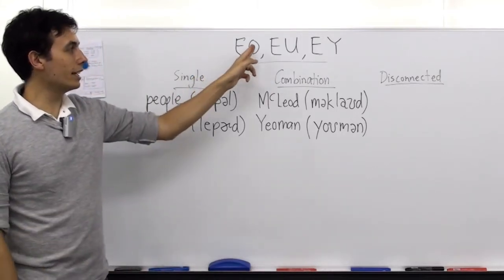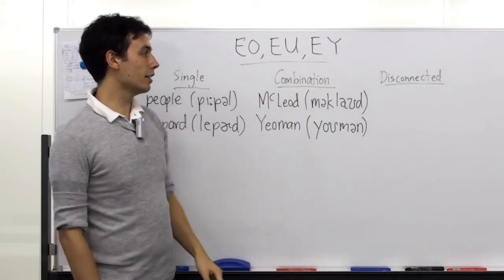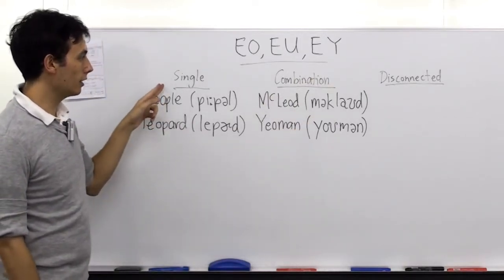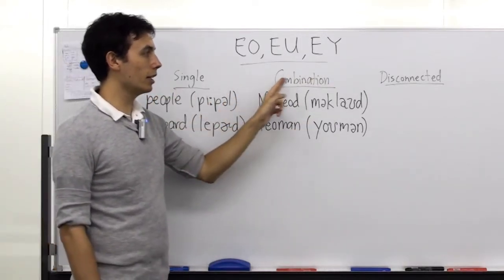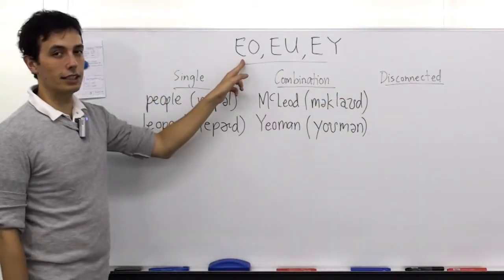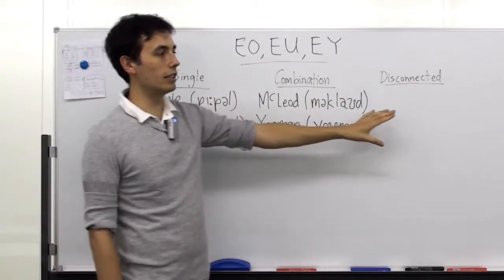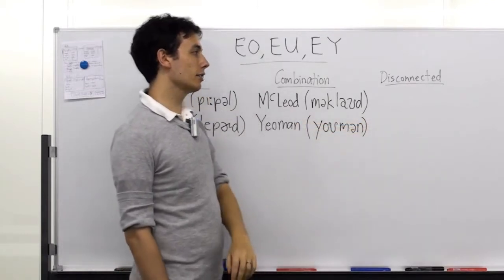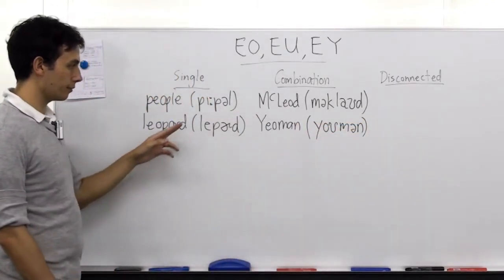Let's look at EO, EU, and EY today. Just like our last lesson, we have the single, combination, and disconnected sounds. So straight away, let's get into EO, and you'll notice there's no disconnected sounds, so it's quite easy.